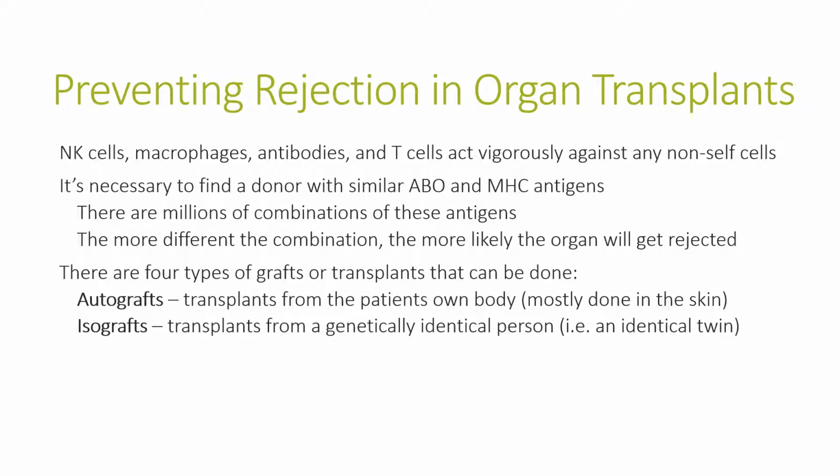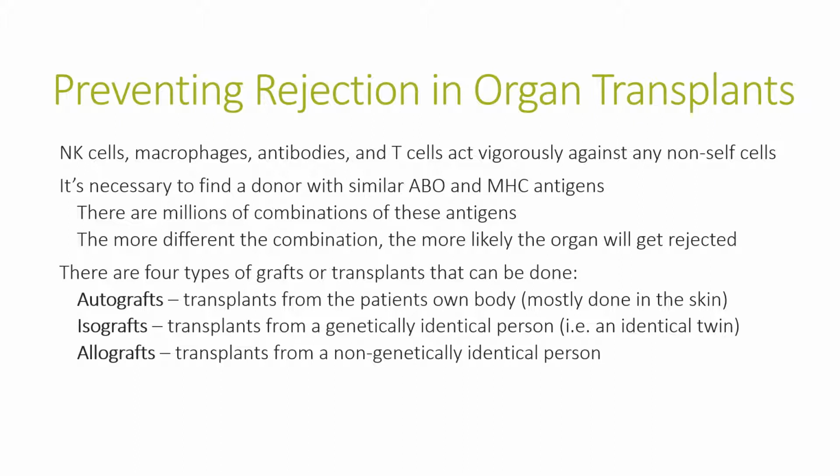Because of that, the next best fit is what's called an isograft, transplants from a genetically identical person. And because they're genetically identical, they should also have identical MHC and ABO antigens. This is only possible in cases where somebody has an identical twin, which is relatively rare. So the most common kind of graft are called allografts. These are transplants from non-genetically identical people.